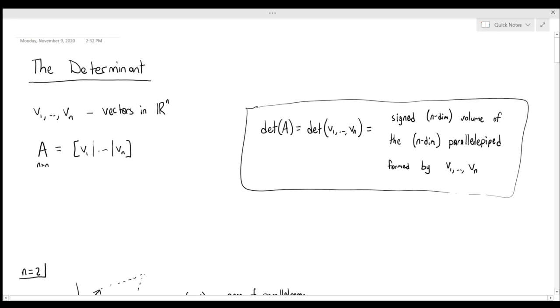So today we are going to be talking about determinants. Let's say that we have some vectors v1 through vn. So these are some vectors in Rn. And then let's say I create a matrix A out of them using these vectors as the columns of A. I'll be talking about the big formula and also the cofactor expansion methods for calculating the determinant.